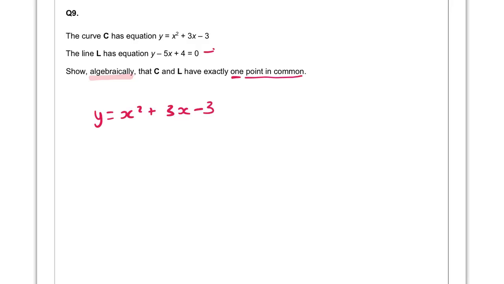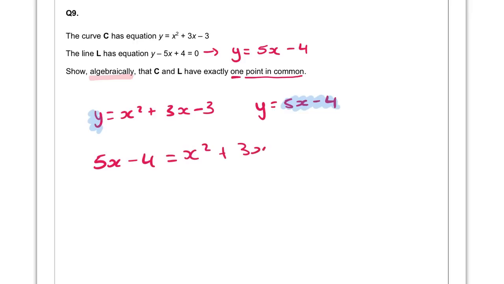So I'm going to rearrange the second one to get y equals. I'm going to add 5x to both sides and minus 4 to both sides. So here I have y equals 5x minus 4. Now, instead of writing y on this side, I'm going to write this. Why? Because we know that's what y equals. There's a lot of y's in this conversation. So I get 5x minus 4 equals x squared plus 3x minus 3.